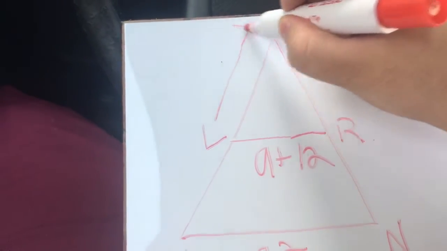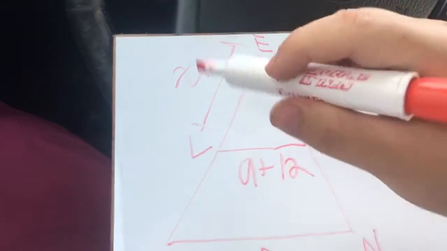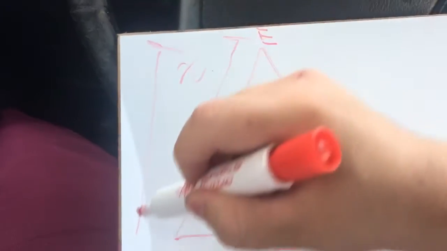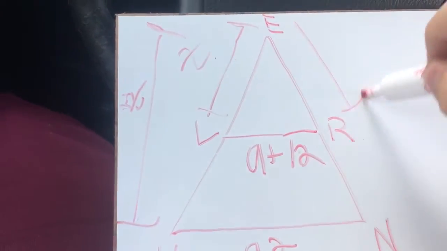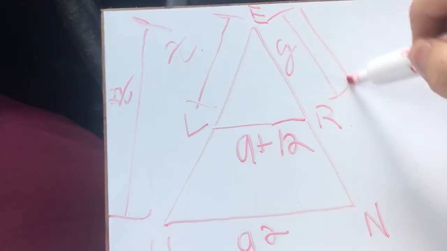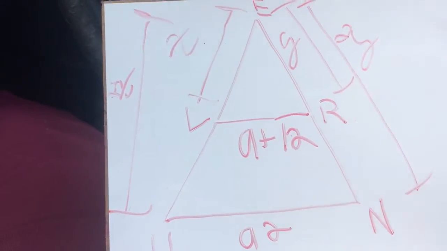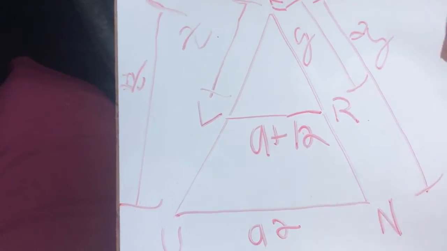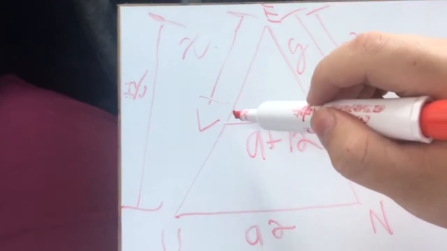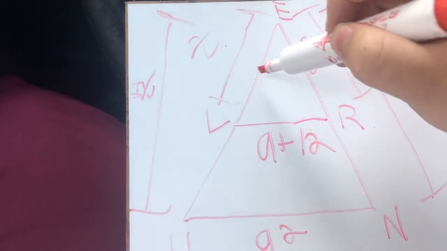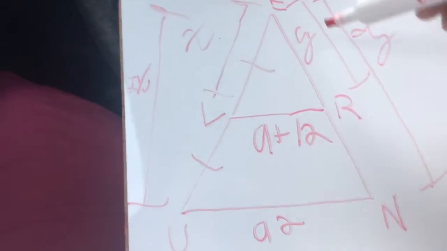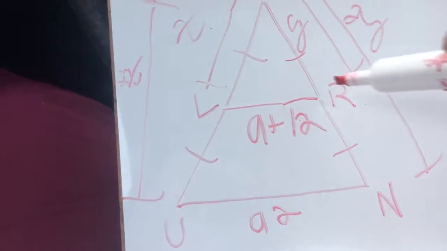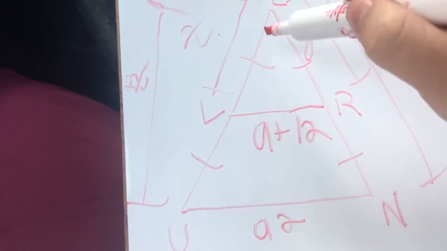This side I'm going to call X, and this side I'm going to call 2X. This side I'm going to call Y, and this side I'm going to call 2Y. Why? Because remember, L is the midpoint of U and E. So that means this is equal to this. And R is the midpoint of EN, so this is equal to this. So this is 1X, and this is 2X. This is 1Y, this is 2Y.